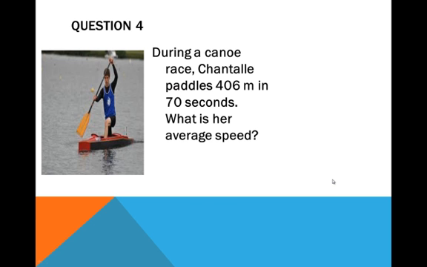Question 4. During a canoe race, Chantal paddles 406 meters in 70 seconds. What is her average speed? Alright, so again, D, R, T. Write this every single time we're working with speed and velocity questions. Then I'm going to write DRT down the side. Now it says here paddles 406 meters. Even if I don't know what 406 is, the fact that I see a measurement here of meters, I know right away that this is the distance. So it's 406, in 70 seconds.